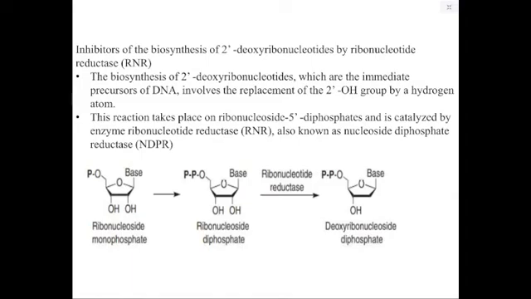What is important is first to remember that your base must first be converted to a ribonucleotide diphosphate, whereby it has 2 phosphates, and then the enzyme now acts on the diphosphate to reduce it to the deoxyribonucleoside. So if you have any drug that blocks at that point, it means you will not get your deoxy.